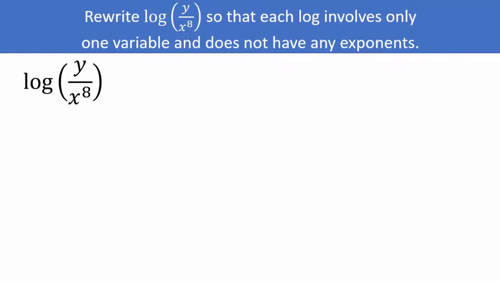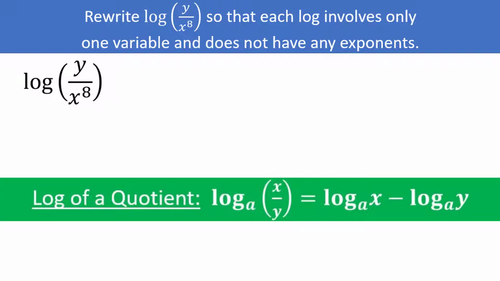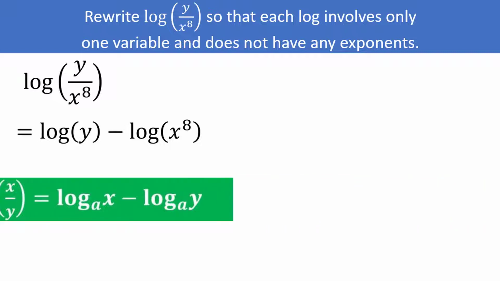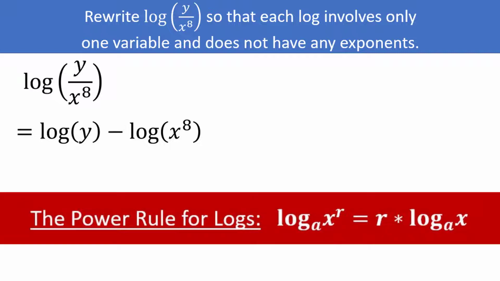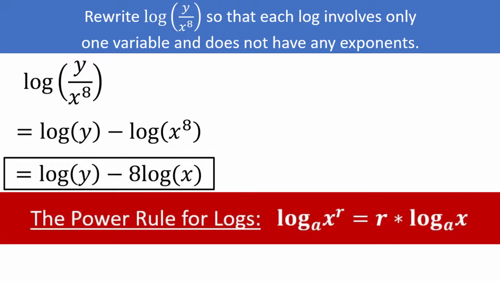Consider log of y divided by x to the 8th power. We need to rewrite the log so that each log involves only one variable and does not have any exponents. We know from the log of a quotient rule that if the argument of a log contains a quotient, the log can be split up into two separate logs that are subtracted. This can be simplified to log of y minus log of x to the 8th power. Now we need to write this without exponents, so we can use the power rule for logs to rewrite this with the power out front, so that our final answer is log of y minus 8 times log of x.